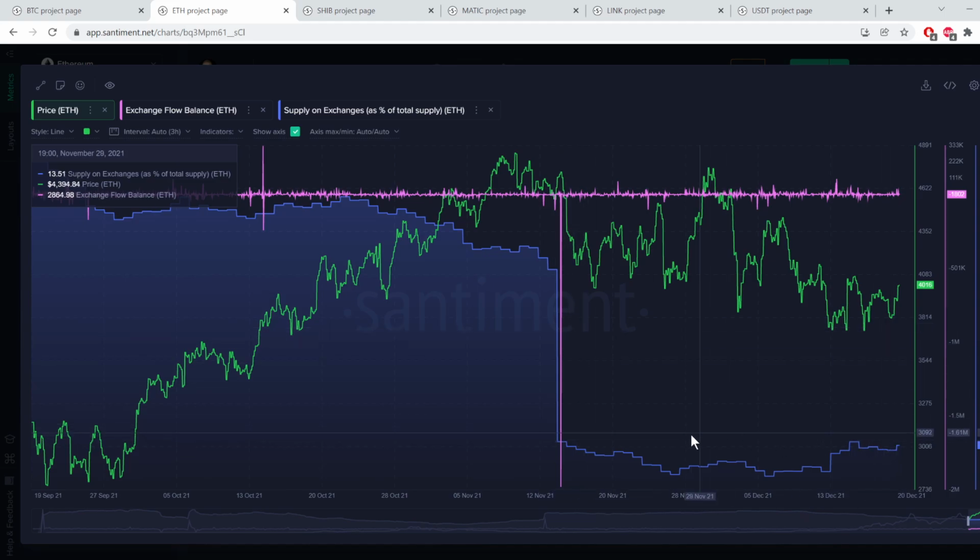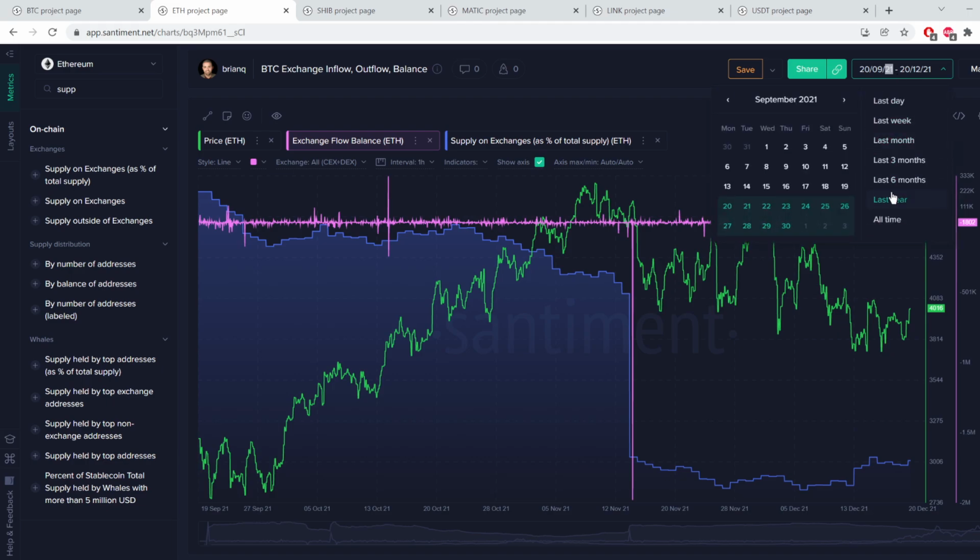And ever since, things have stayed low. This is a very, very good sign. Obviously, we can understand that there is just simply less Ethereum on exchanges to really impact the price on a continued basis. And the more Ethereum is moving off, the better.